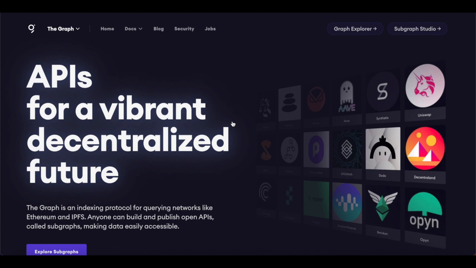The graph is also exploring providing support for additional layer 1 blockchains like Bitcoin, Polkadot, and Near, making it chain agnostic. So in basic terms, the graph is there to help people build APIs.